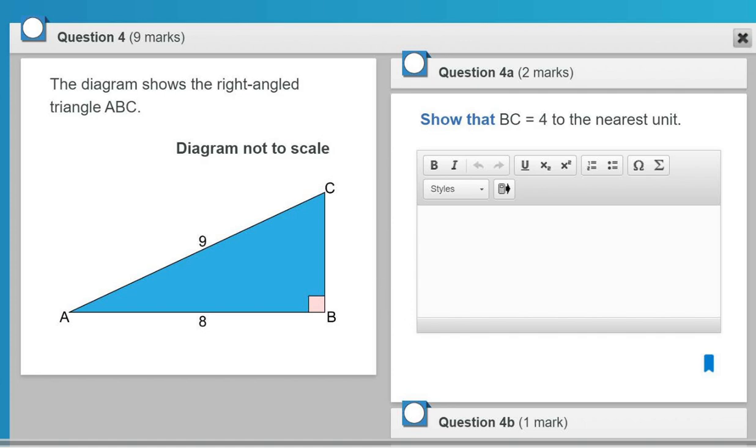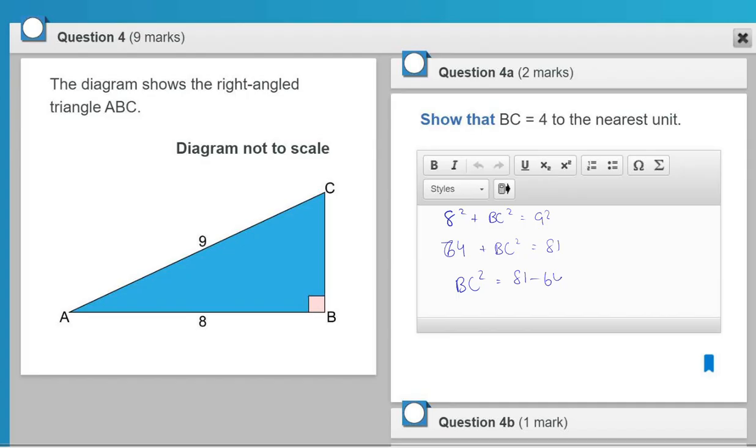So I tell my students that whenever we are looking at a right angle triangle, keep three things in mind: the Pythagoras theorem, the trigonometric ratios, and the area, which is 1 over 2 multiplied by base times height. Okay, so we can write this as 8 squared plus BC squared equals 9 squared. 8 squared is 64, plus BC squared equals 81. BC squared equals 81 minus 64. BC squared equals 17, and BC equals the square root of 17.